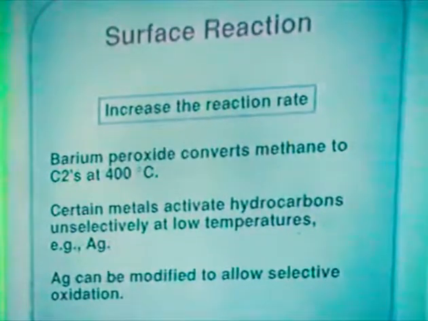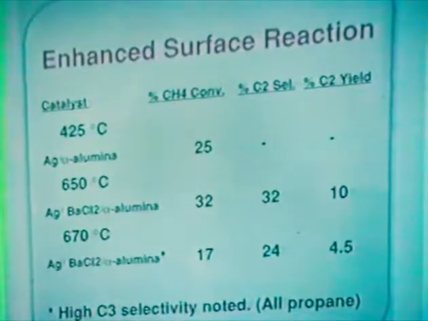How do we do this? Well, everybody probably locked in on that article by Otsuka where barium peroxide was shown to convert methane stoichiometrically to C2s at 400 degrees and below, sodium peroxide as well. Certain metals activate hydrocarbons unselectively at low temperatures, the favorite one, of course, being silver, or in fact there are other metals. And everybody knows silver can be modified to allow selective oxidations because of the ethylene oxide reaction. So we were hoping that we could take something which was active at low temperatures, modify it, and make it selective for the formation of C2s. Get away from the common mechanism.